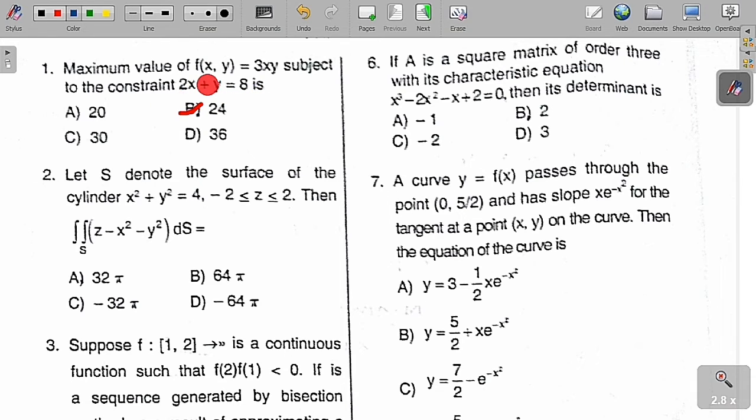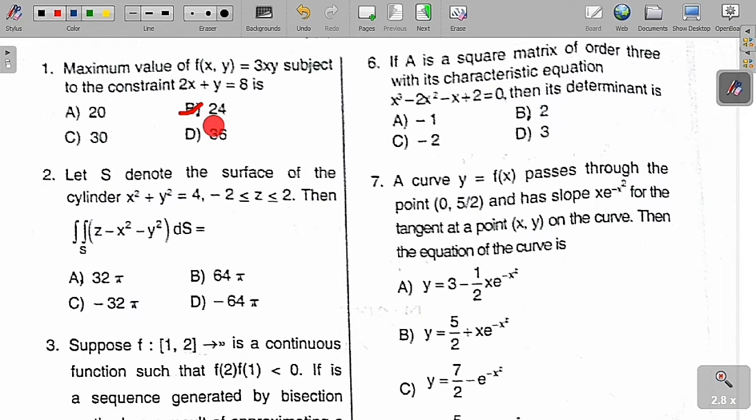In this question they are asking what is the maximum value of the function f of x comma y is equal to 3xy, a function of two variables x and y. The constraint is a straight line, 2x plus y is equal to 8. So x and y satisfy this equation, and we need to figure out the maximum value of this function. There are four options. Option B, 24, is the correct solution of this question.